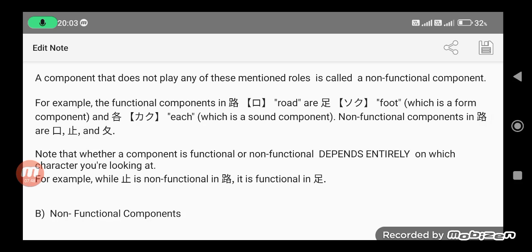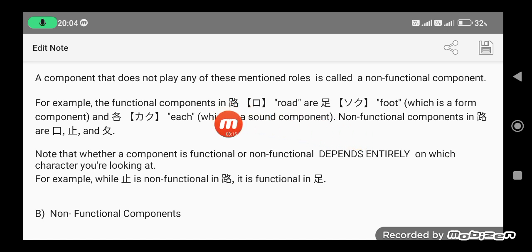For example, the functional components here in ro, or road, are soku, meaning foot, which is a form component, and kaku, meaning each, for each person, which is a sound component.